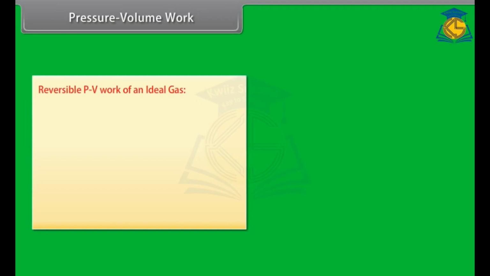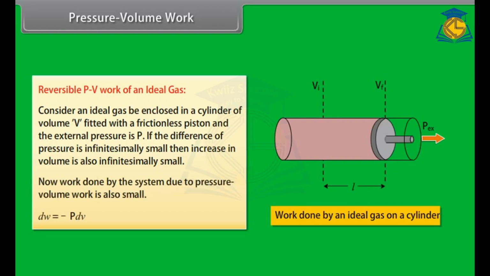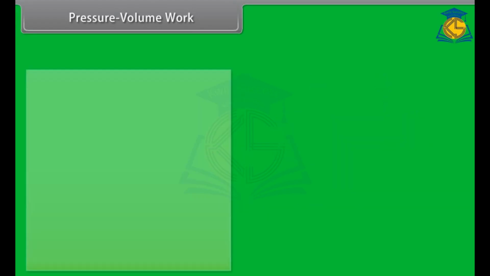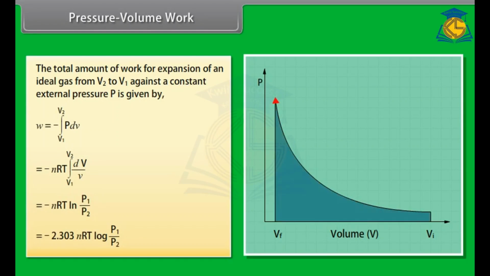Reversible PV work of an ideal gas. Consider an ideal gas enclosed in a cylinder of volume V, fitted with a frictionless piston, and the external pressure is P. If the difference of pressure is infinitesimally small, then the increase in volume is also infinitesimally small. Now, work done by the system due to pressure-volume work is also small. The total amount of work for expansion of an ideal gas from V1 to V2 is given by minus 2.303 nRT log P1 upon P2.